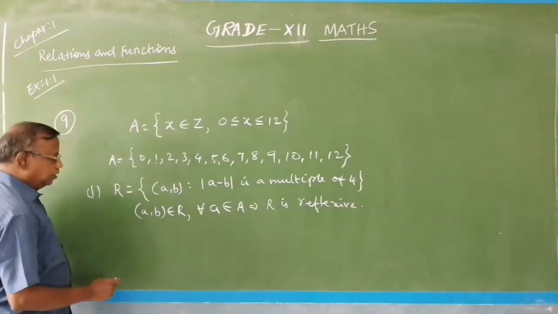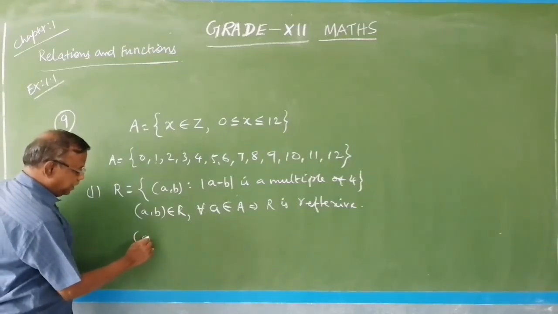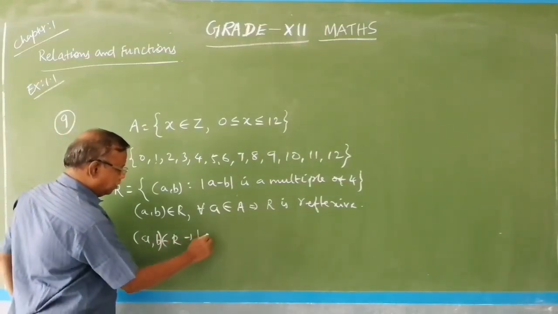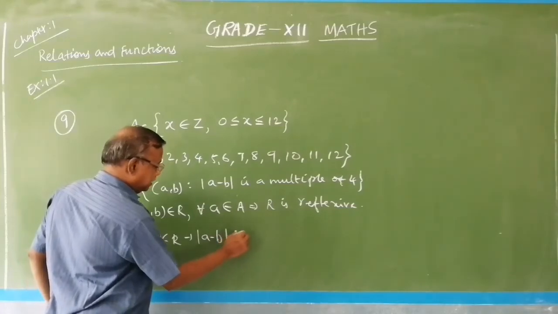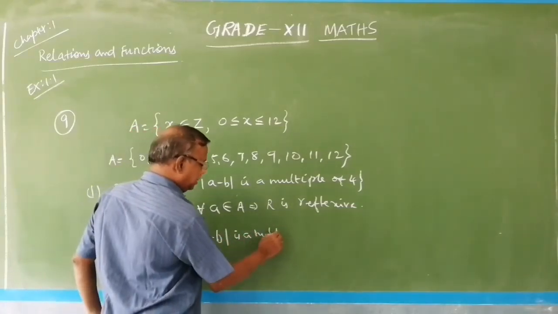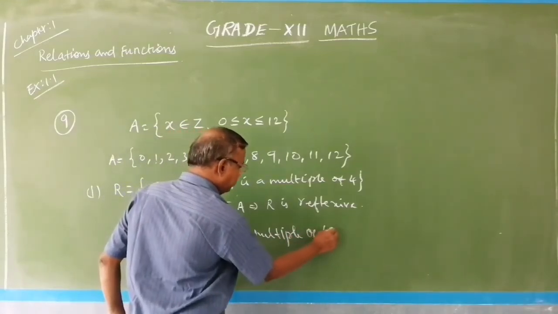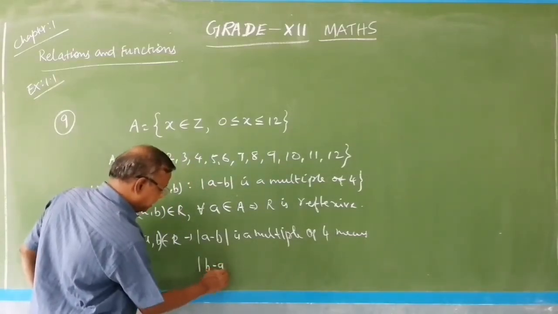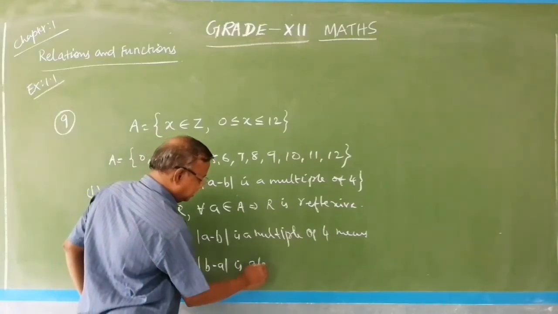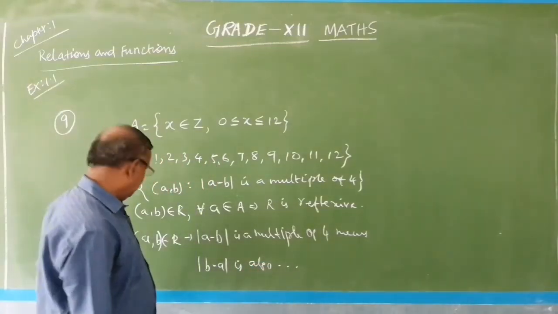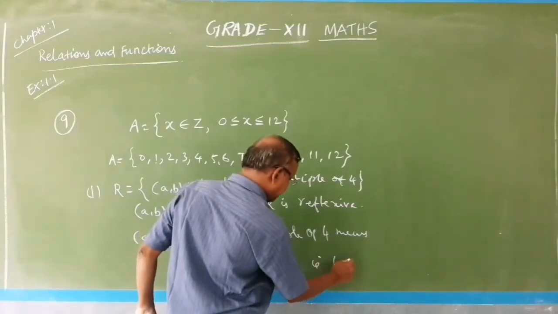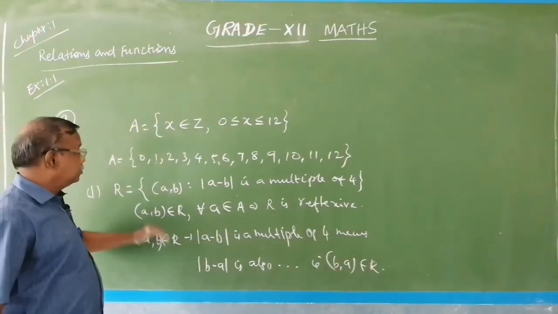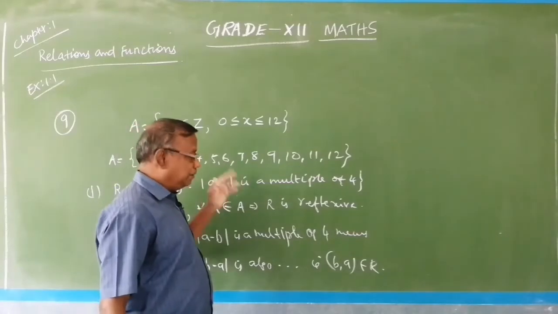Next, if A comma B belongs to R, that means modulus of A minus B is a multiple of 4. Multiple of 4 means we have modulus of B minus A is also a multiple of 4, that is B comma A belongs to R, for every A comma B belongs to R. Therefore R is symmetric also.